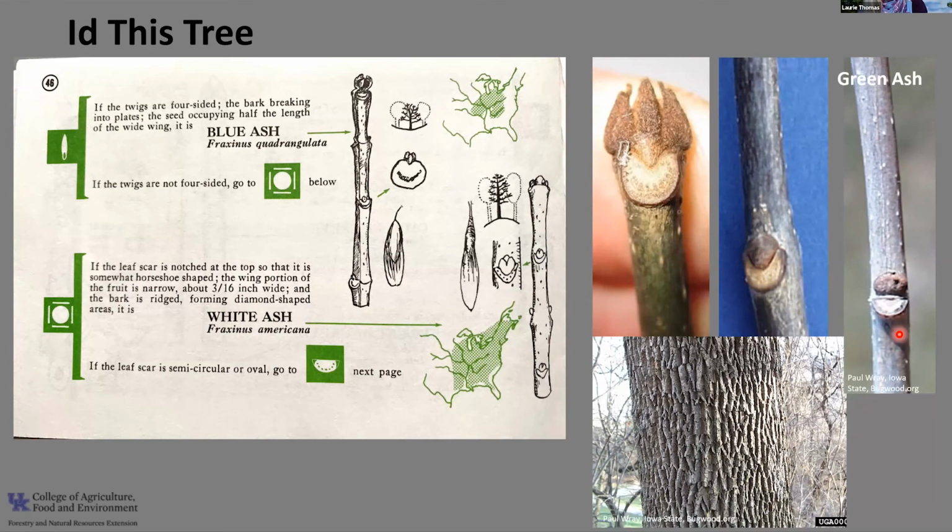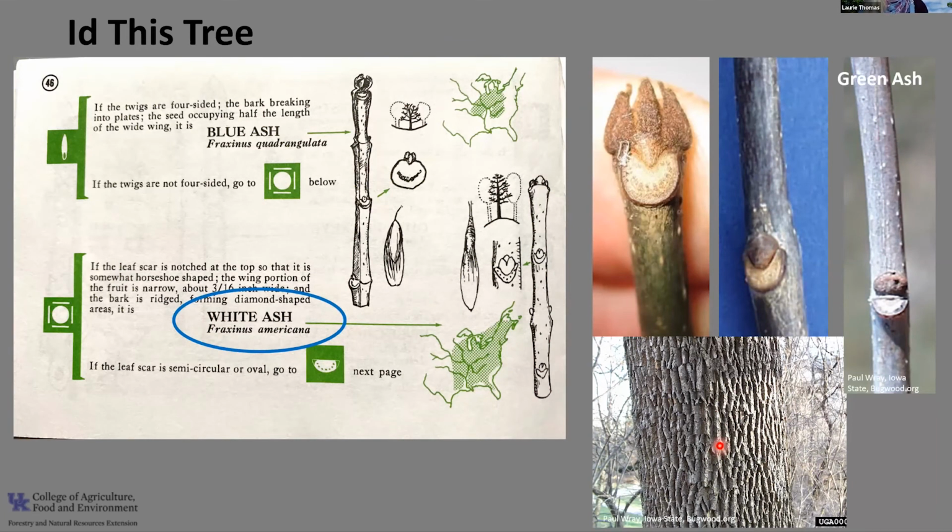Okay, so we actually have a white ash here. And so that's a good way to tell these two species apart in the winter, is that our white ash is going to have more of a U or a V-shaped leaf scar, and our green ash is going to have that D-shaped leaf scar. And you can see that, it's a great looking D right there. And then the bark helps confirm it. The bark is ridged, forming diamond shaped areas. And you can see those diamond shapes in that bark, very characteristic of white ash.